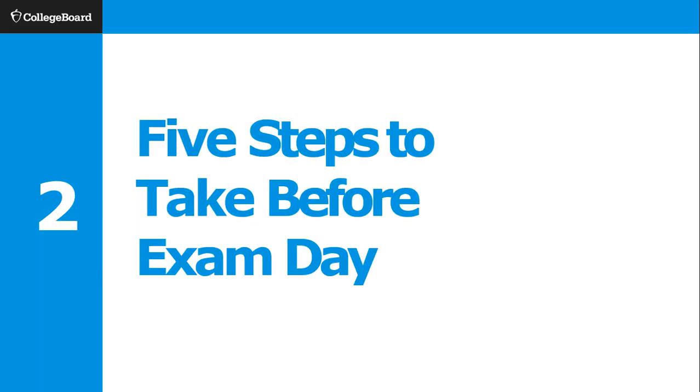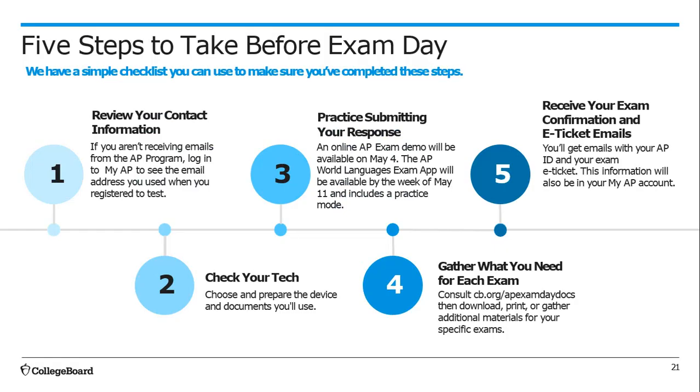Steps to take before the exam day. 1. Review your contact information. If you aren't receiving emails from the AP program, log in to My AP, see that your email address is the one you used when you registered to test. Double check it is correct. A lot of people forget periods for .org, like it's whatever your student number is at forsyth.org. That's a big issue that people are having. So maybe you send an email to yourself from your own email address and you can get it that way.